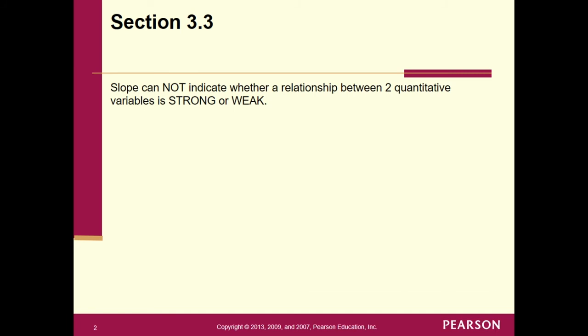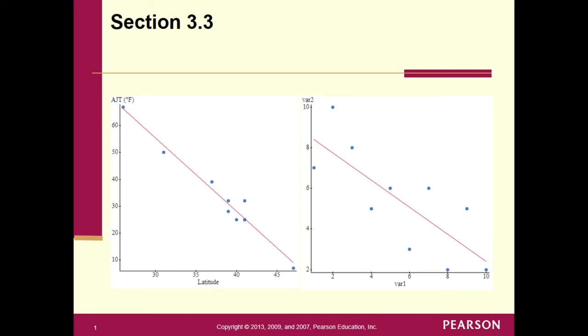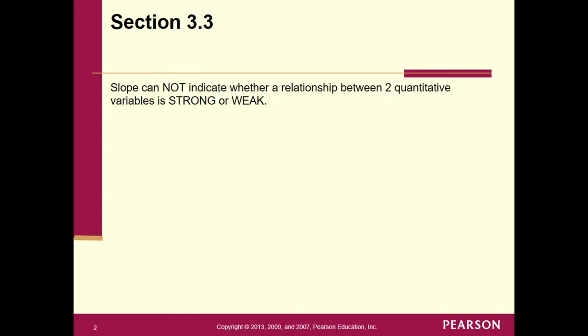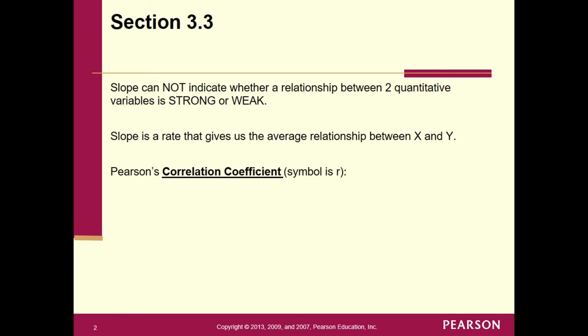What we're going to go over is what's called the correlation coefficient. As you saw in these two examples, we had a negative relationship, and so we have a negative slope. But slope by itself cannot indicate whether a relationship between two quantitative variables is strong or weak. The slope is a rate that gives us the average relationship between x and y, but by itself, it doesn't tell us how strong that relationship is. We have to combine it with something else, and that's where Pearson's correlation coefficient comes into play.